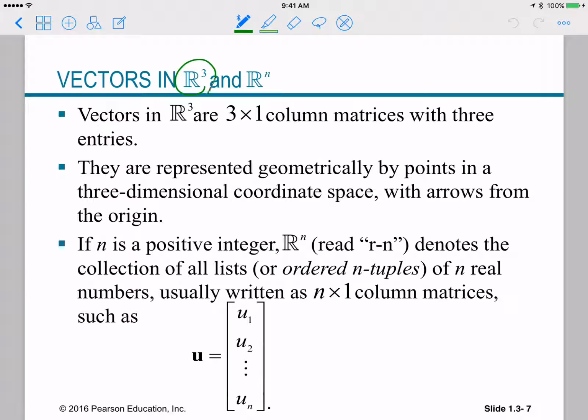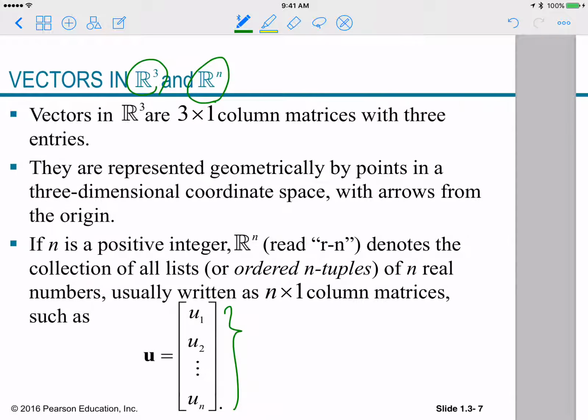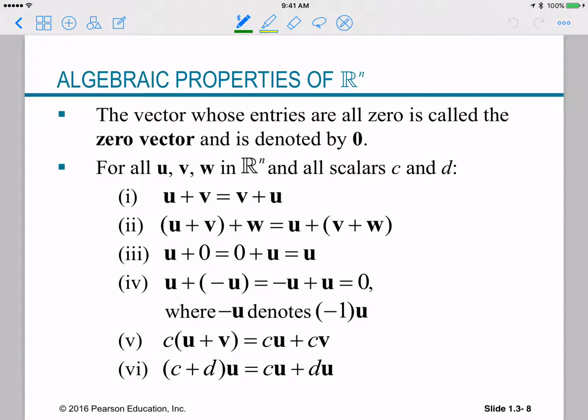Of course, we can think about R3, which is the entire universe of three-dimensional space, and Rn as well, when we have n entries in our vectors. Okay, so there are many properties that are true. So u plus v equals v plus u. What is this rule called?